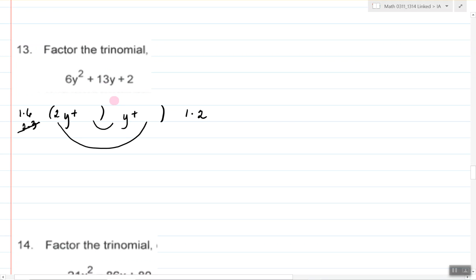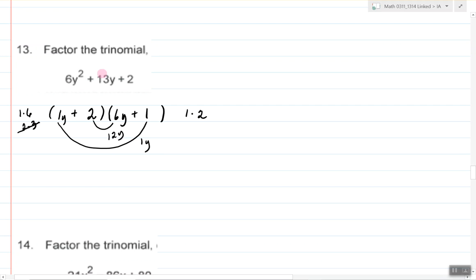So I will switch to 1y and 6y. 1 and 2, 1 and 2. The outer product is 2y. The inner product is 6y. No, that does not add up to be 13. I only have one more thing to try. Lost my y. Try the 2 in here and the 1 out here. Outer product, 1y. Inner product, 12y.